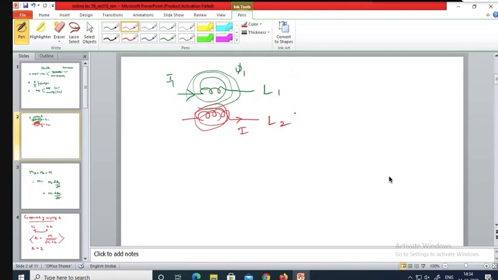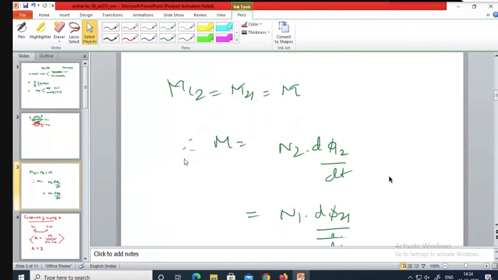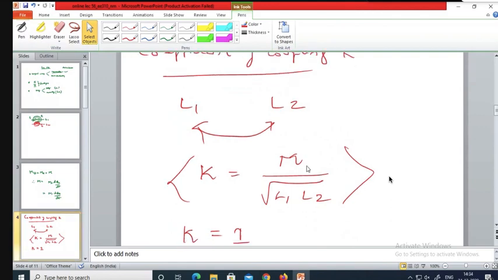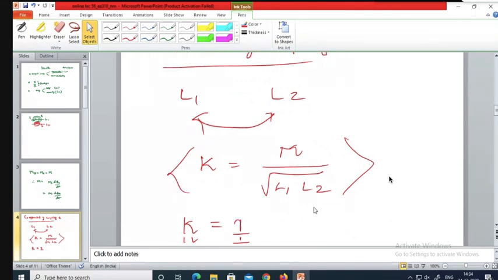Clear? This is what we have discussed, and we have also discussed the coefficient of coupling. M we can denote in terms of the rate of change of flux linking the coils. Based on that, you can denote mutual inductance and coefficient of coupling. When L1 and L2 are linked, we can denote the coefficient of coupling K as M divided by the square root of L1 L2. The maximum value of K is 1.